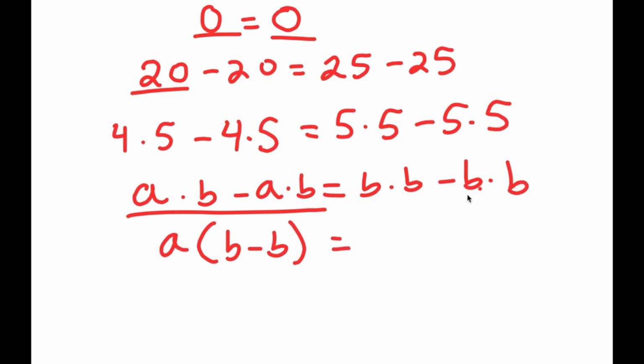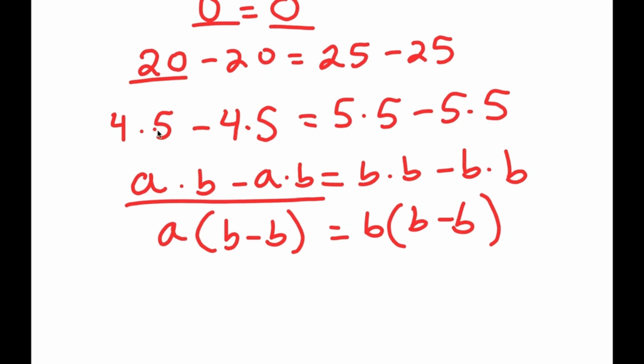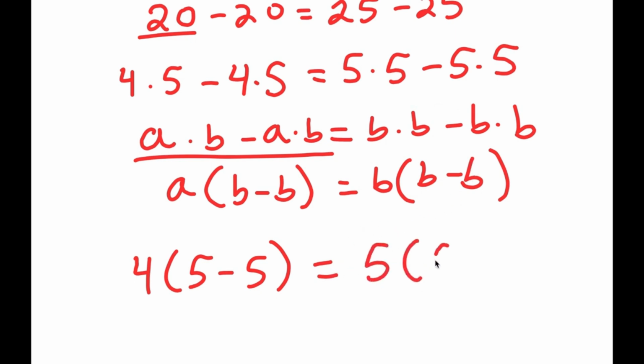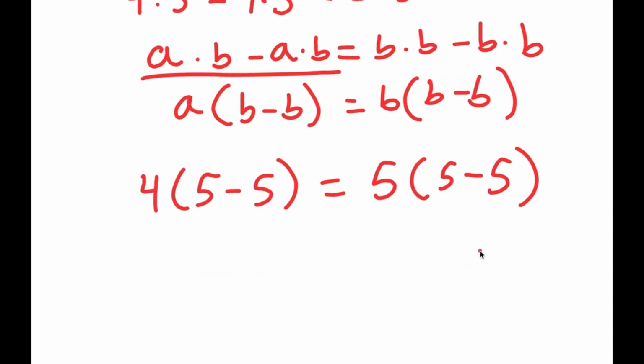Now for my right-hand side, all we have is b because that's the only term for my right-hand side. So I'll just factor out b. So I get b times b minus b. So now in the case of this, for my left-hand side, I'm going to factor out 4. So I get 4 times 5 minus 5, which is equal to, for my right-hand side, I'm going to factor out 5. So I get 5 times 5 minus 5. So now I have 4 times 5 minus 5 is equal to 5 times 5 minus 5.